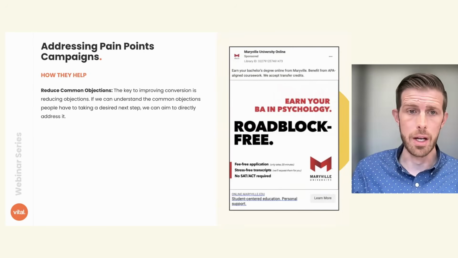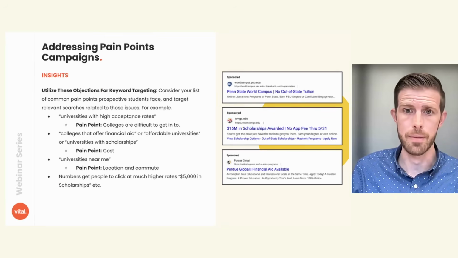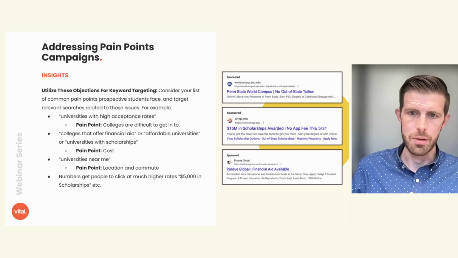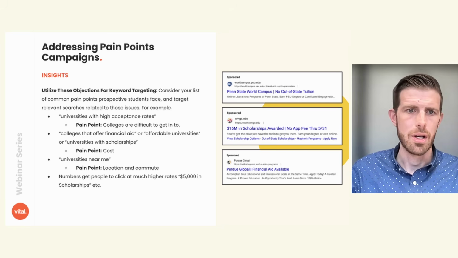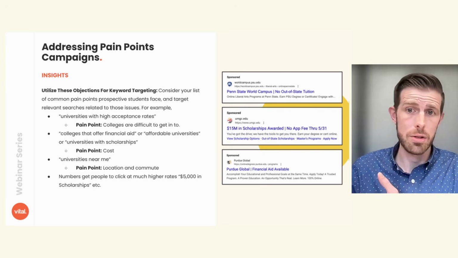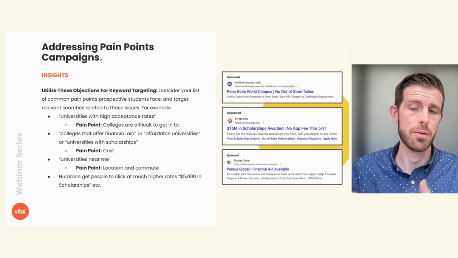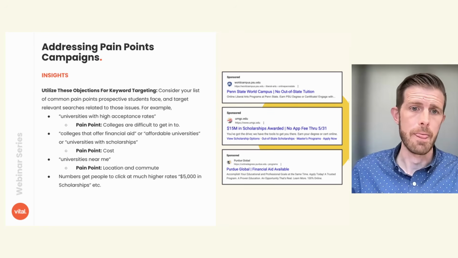And now you need to find a way to provide counter objections. Basically, again, how to address that friction. Here's a couple other examples of scholarships, financial aid available. Let's see, no out-of-state tuition for Penn State World Campus. Like in their Google search ads, they are getting these types of how to address pain points, how to reduce friction into their ad copy.